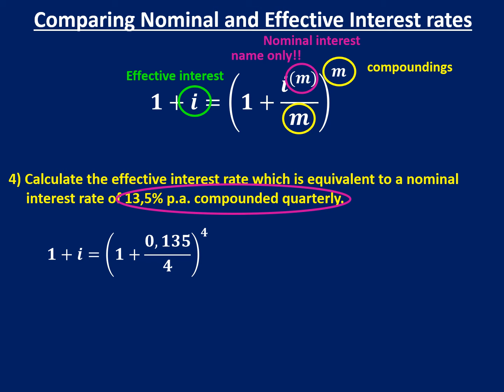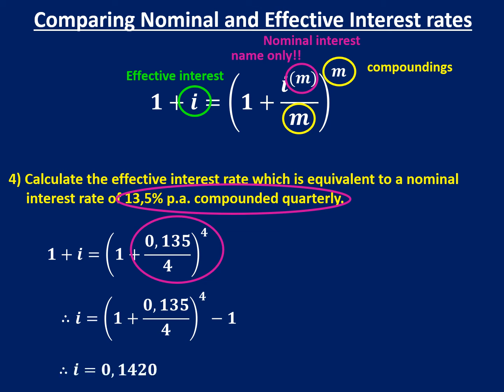So the first thing I'm going to do is calculate the right-hand side. And we are going to get a bracket to the power of 4. Then we subtract 1. And I end up with 0.1420. And if I want to express this as a percentage, we're going to multiply it by 100. And I get 14.2%. So what that means is, if the bank tells me I'm going to earn 13.5% interest, but they're going to compound it quarterly, I'm actually going to earn 14.2%.